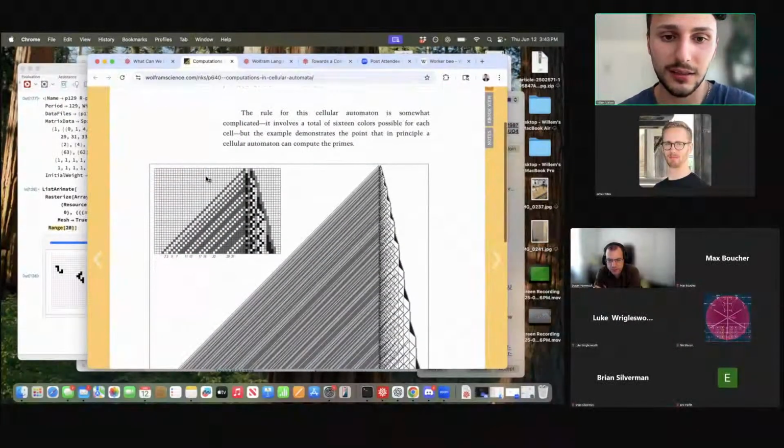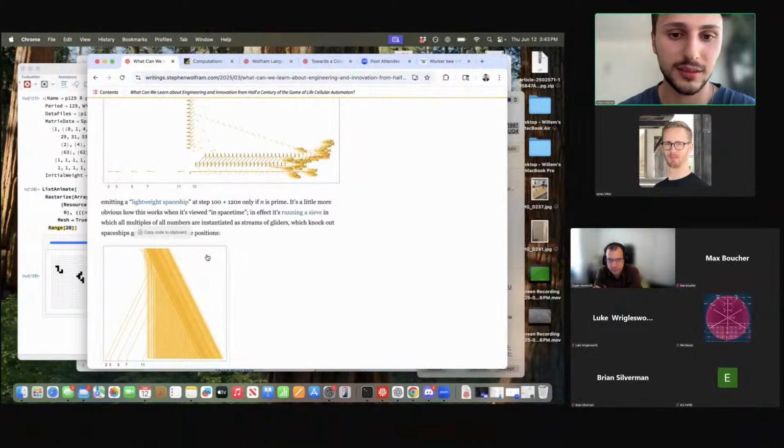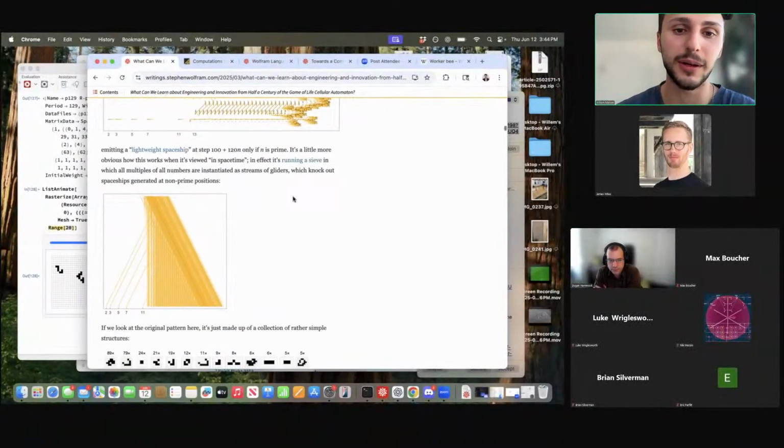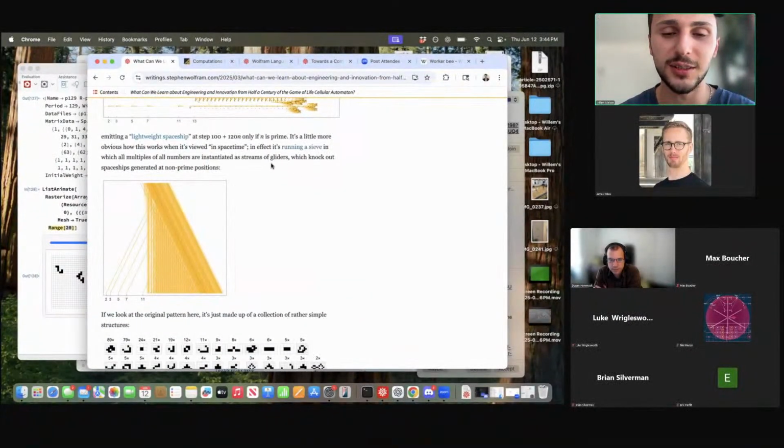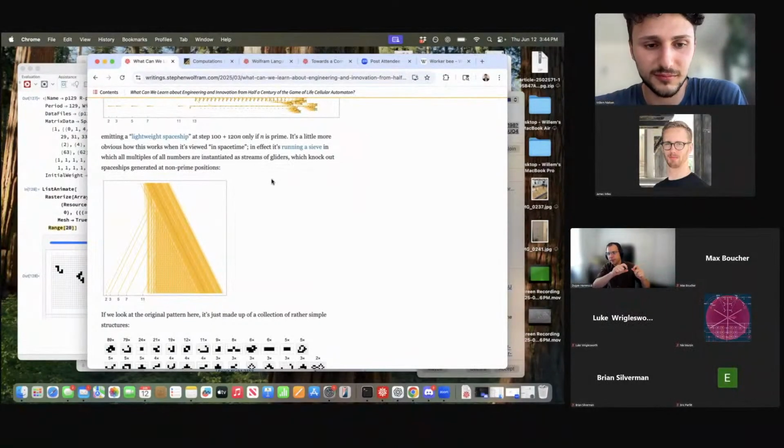So this is just a cellular automaton that computes primes, but I'm not familiar with running a sieve. Dugan, do you know what that means? Yeah, you have all the numbers and then you take two and use it to remove every even number, then you use three to remove every third number, and so on and so forth. The ones that don't get removed are primes.